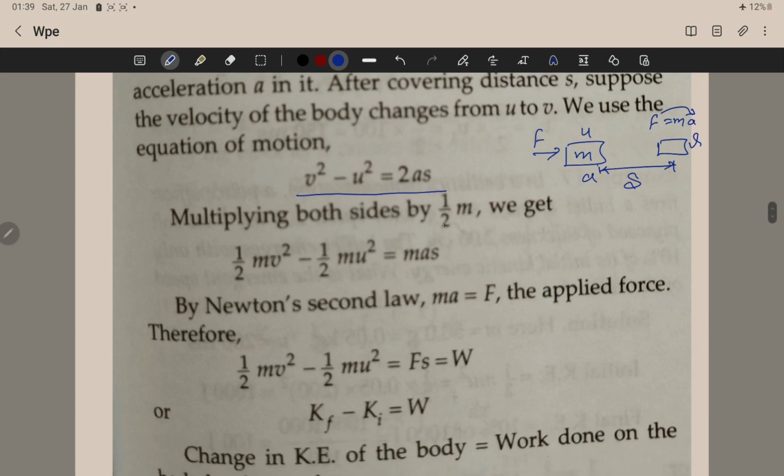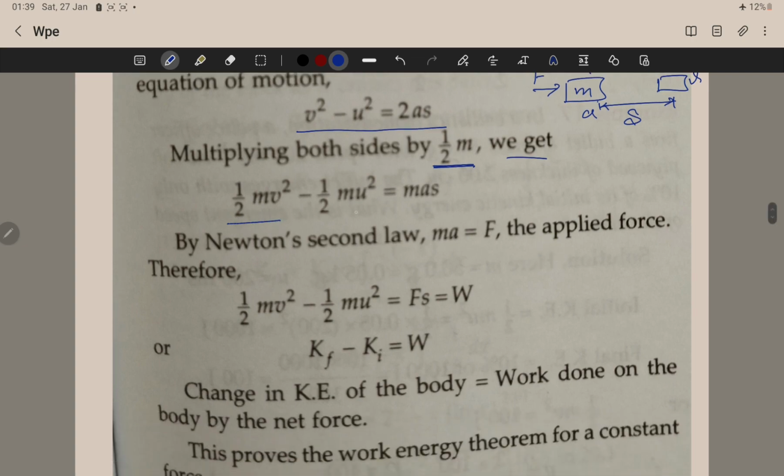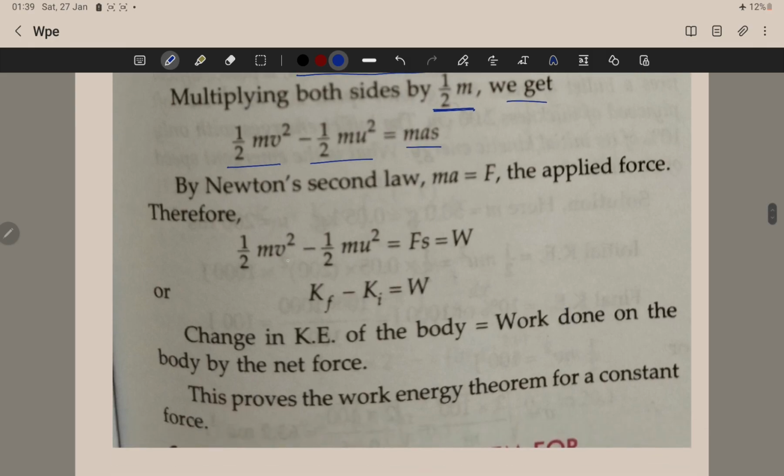Now what we do is multiply 1 by 2, that is 1 by 2 m, on both sides. So if we multiply by 1 by 2, this becomes half mv square minus half mu square is equal to m into as. So we know this m into a is the force. So in place of m into a, here we can write half mv square minus half mu square is equal to F into s. And we know F into s is work done.